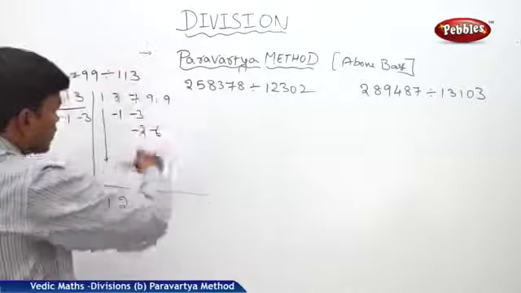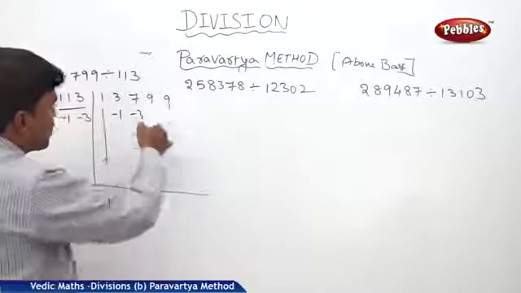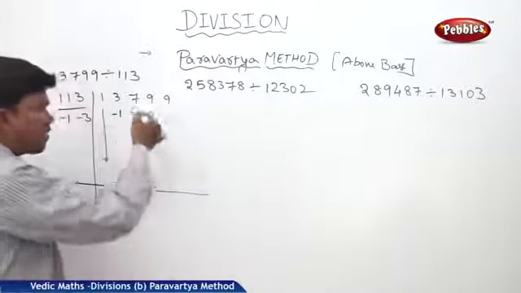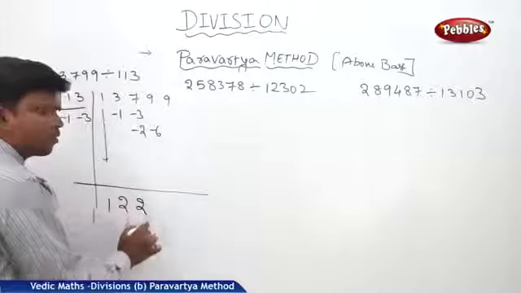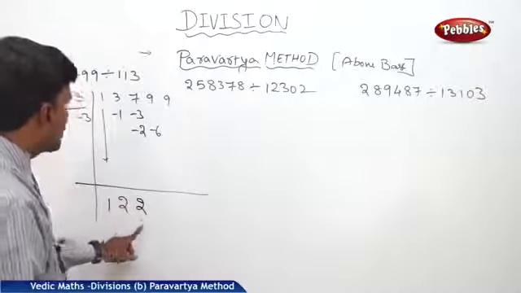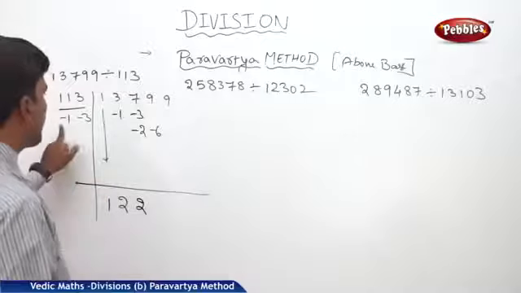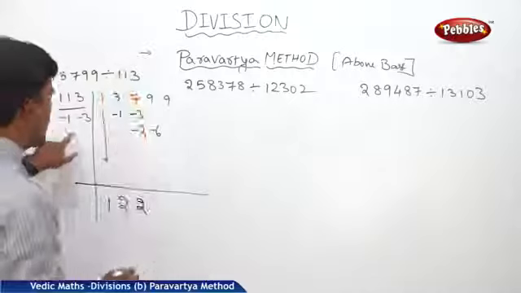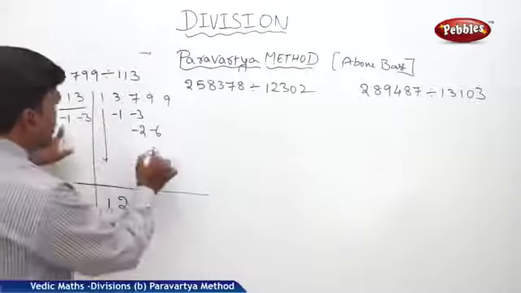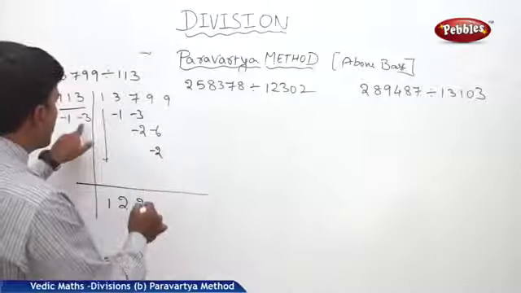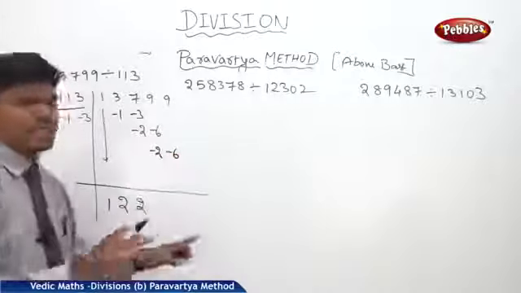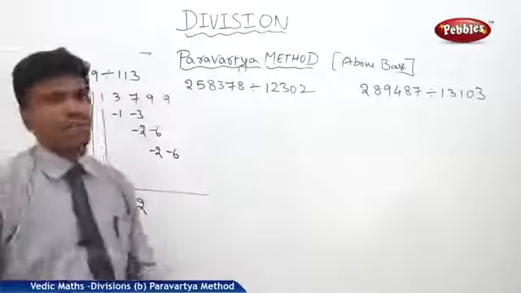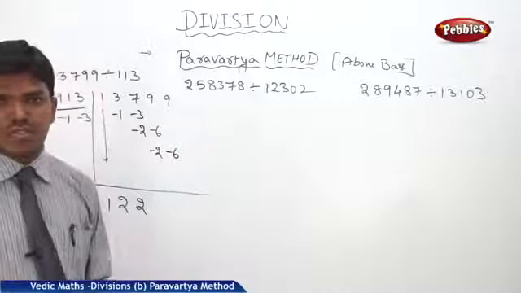Done. Now solve the third column also. 7 minus 5 is 2. Now the third figure should be multiplied with the complements again. 2 into minus 1, but you need to start with the fourth column. So 2 into minus 1, minus 2, 2 into minus 3, minus 6. Now you can stop. Why? Because even the last digit of the dividend is also covered.